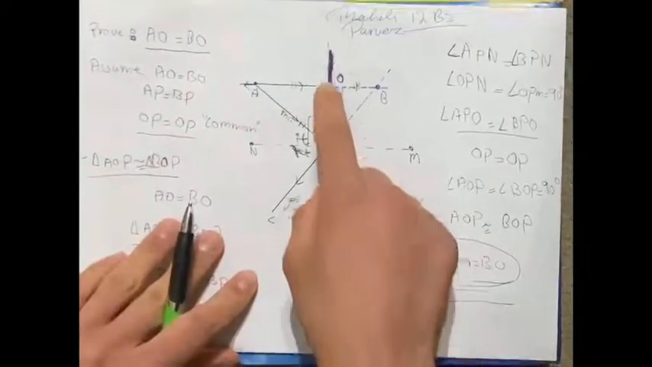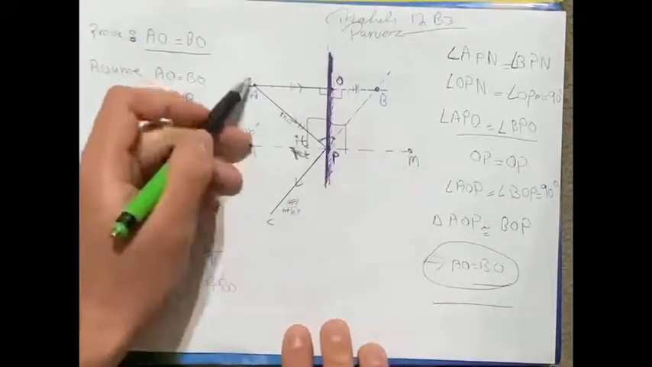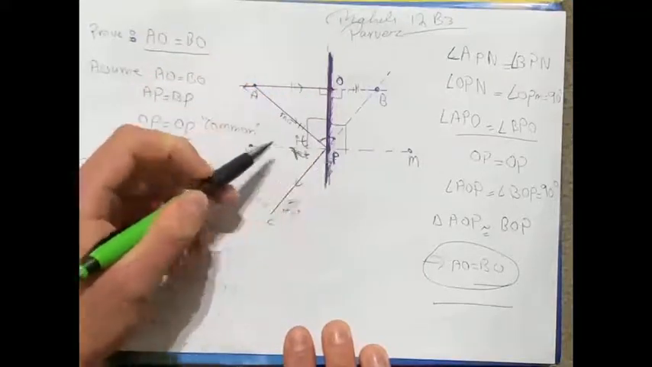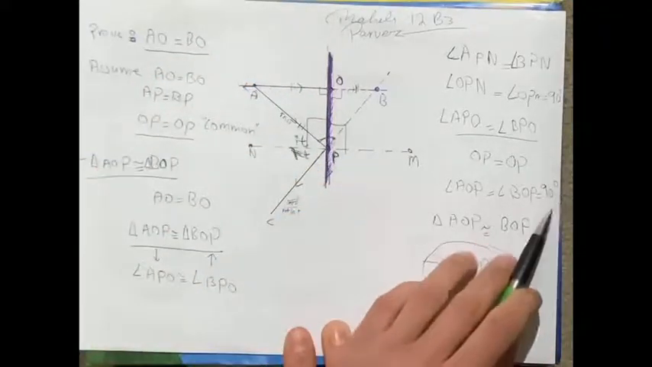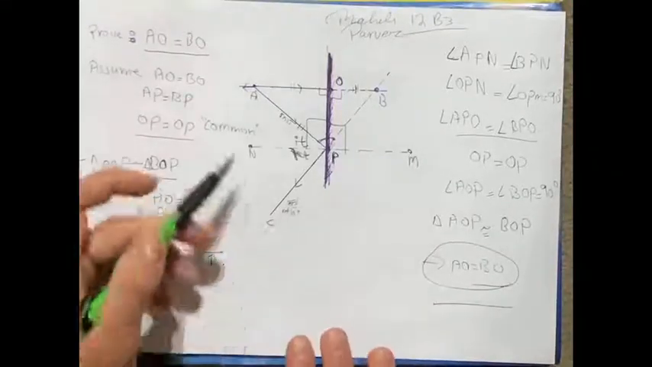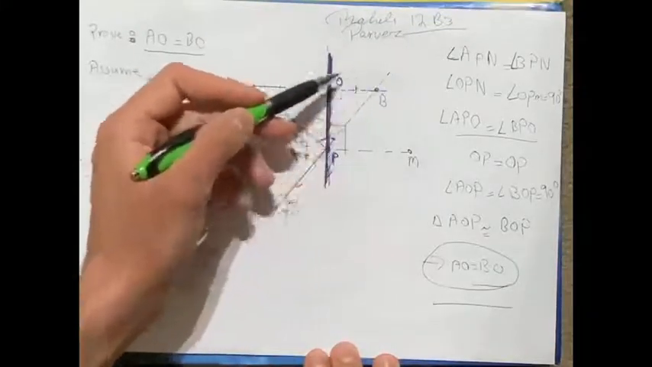And also, as we say, OP is common. Here also, angle AOP is equal to angle BOP, and this is also 90 degrees. We have mentioned it right here. And then at the end, triangle AOP is congruent to triangle BOP.